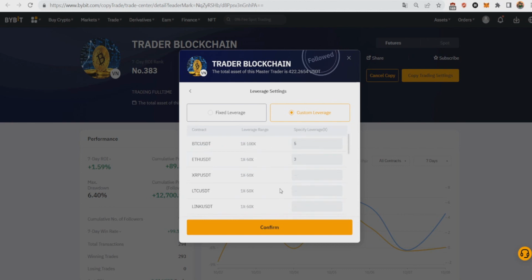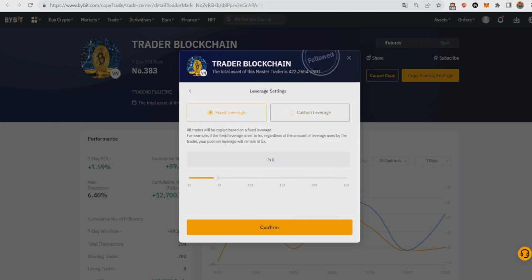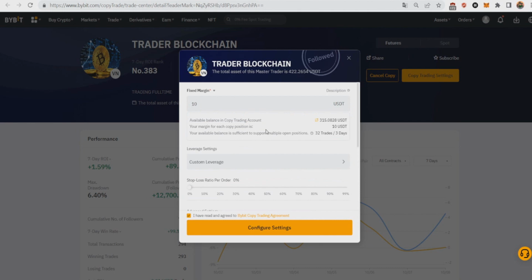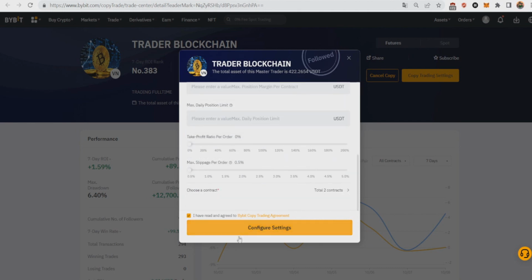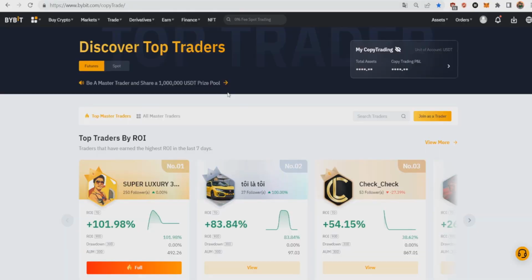These things, guys, it's really important to look at what the trader does, but we're going to do that, as I said, in the next chapter. So let's say we picked fixed leverage 5x, we picked our coins, $10, then you just configure your settings and you're done. So now that we know how to start a copy trade, it's time to show you how you can pick the best master copy trader.